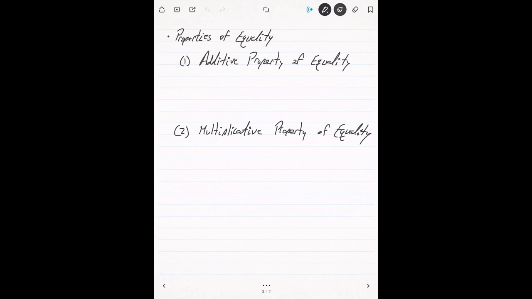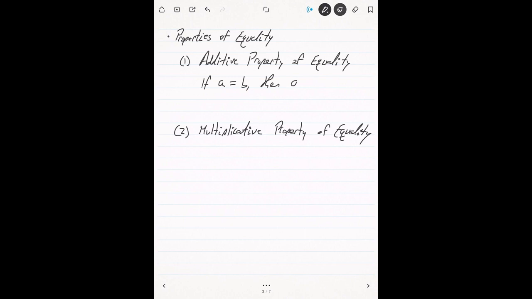Now that we have a linear equation in a single variable defined, I want us to go ahead and define a couple properties that we can use when working with these types of equations. We have what are called the properties of equality. There are two properties we should remember: the additive property of equality and the multiplicative property of equality. And what these do is they help us to manipulate an equation.